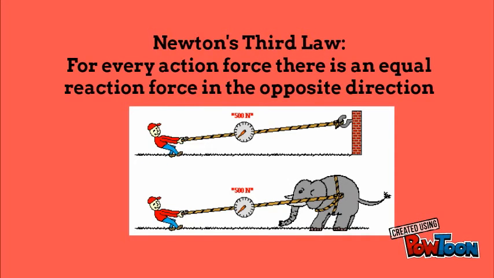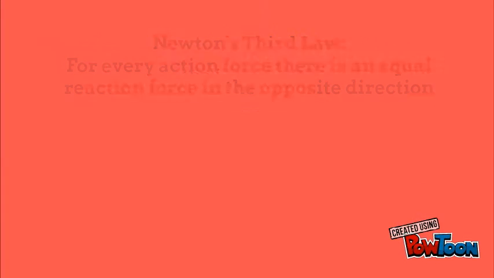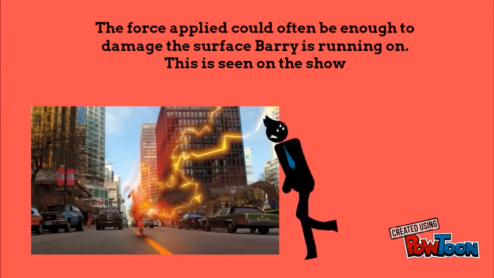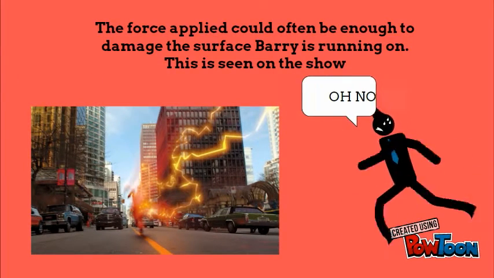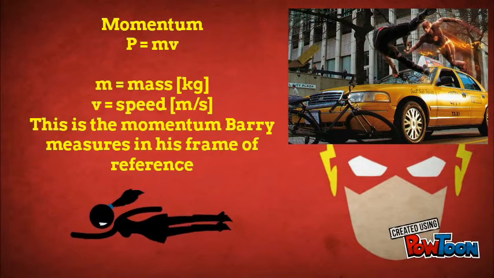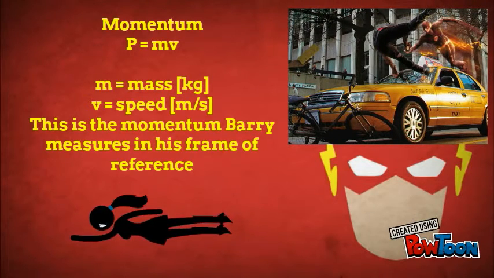Based on Newton's third law, because Barry applies an enormous force onto the ground, it in turn applies an equal force onto him in the opposite direction to help him run. At such high speeds, Barry has an immense magnitude of momentum.